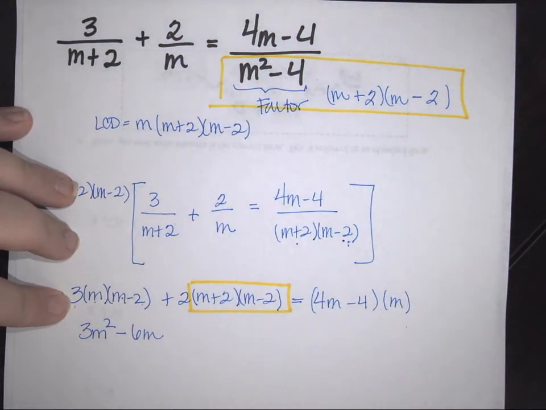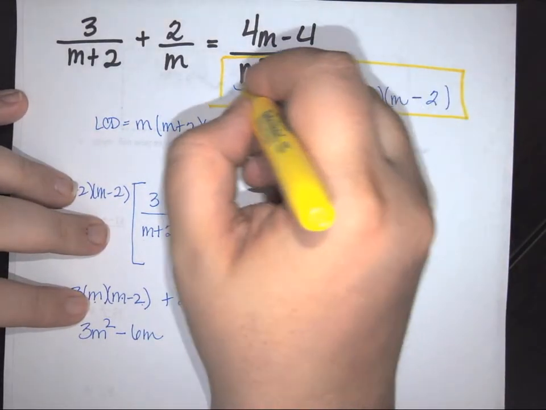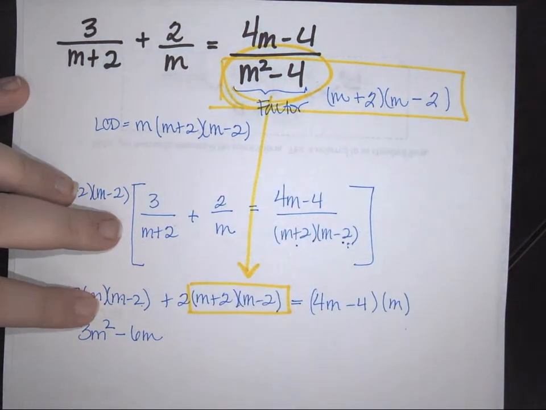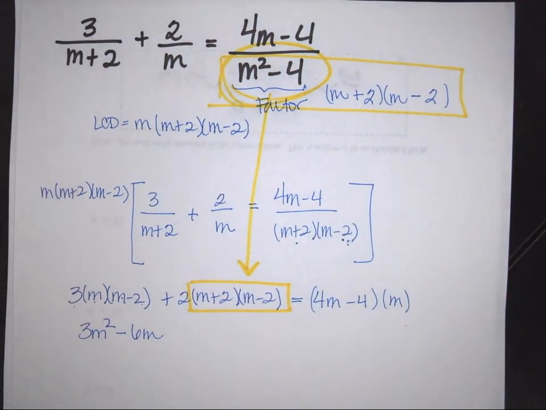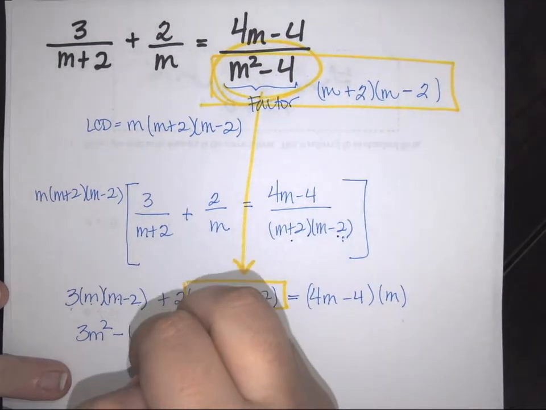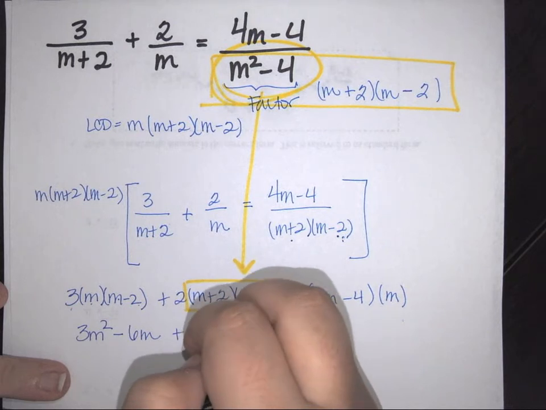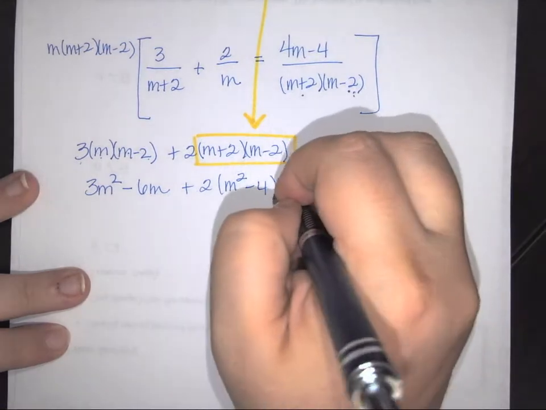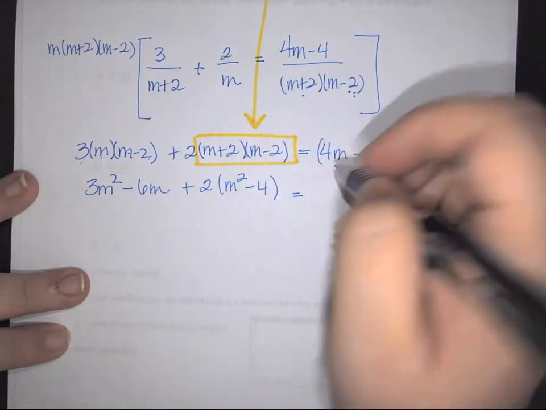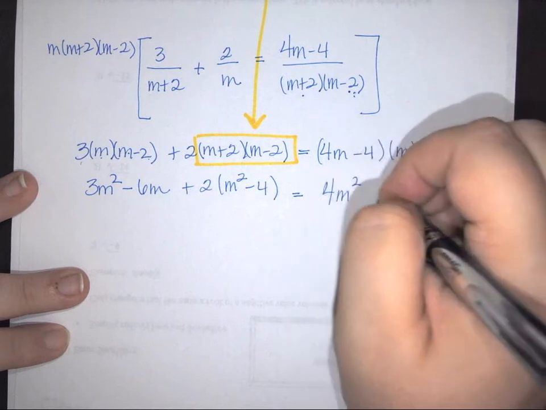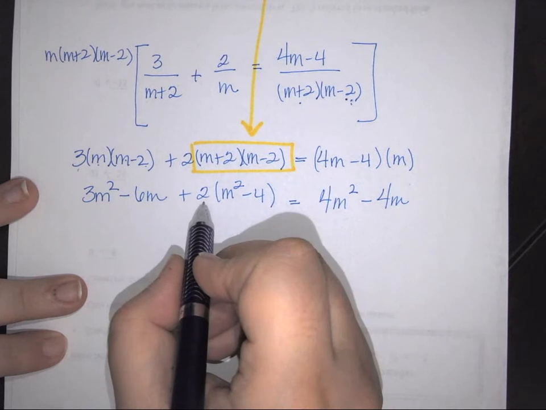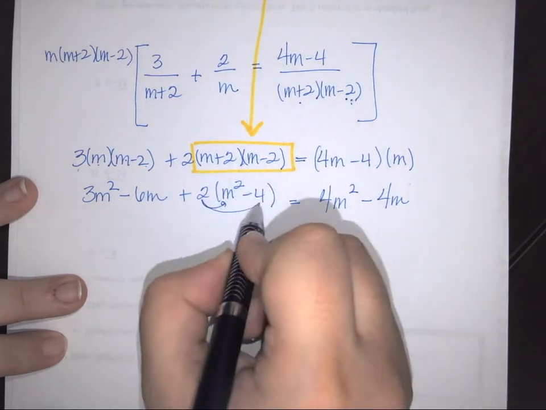Which means don't work harder, work smarter. This m squared minus 4 is going to be what you get if you FOIL together m plus 2 and m minus 2. So this is really going to be plus 2 times m squared minus 4. Then I'm going to have 4m squared minus a 4m. The last thing I have to do is I need to distribute, so the 2 has to go into both.